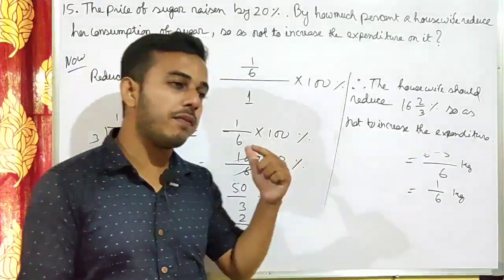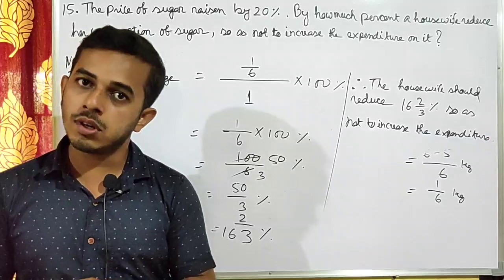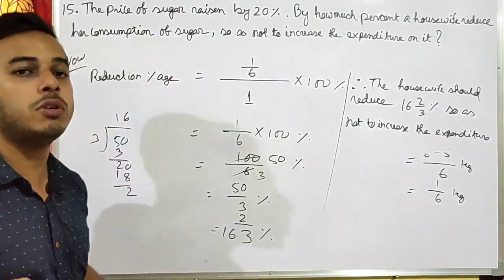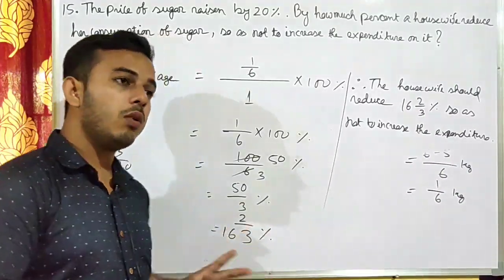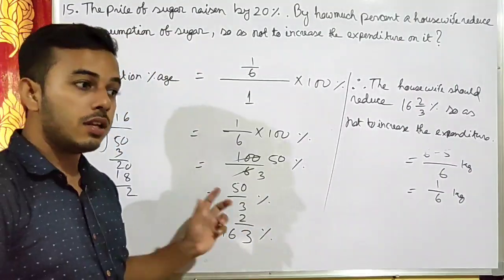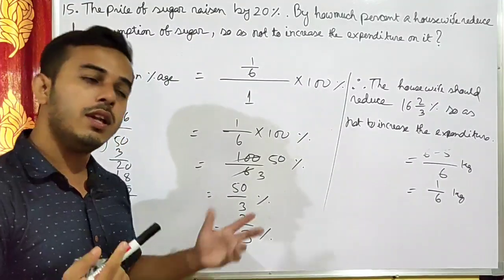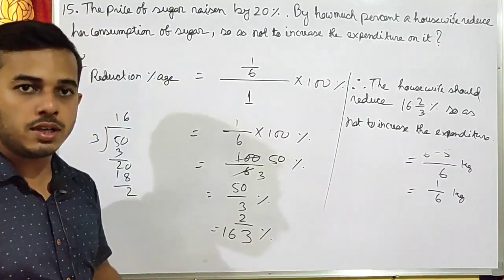Okay, so after that we have written: in rupees 120 she gets 1 kg sugar, so in rupee 1 she gets 1 by 120 kg sugar, isn't it? This is the unitary method which you have been following from about class 3-4 standard. Now in rupees 100, she will get 100 by 120 kg sugar, isn't it?